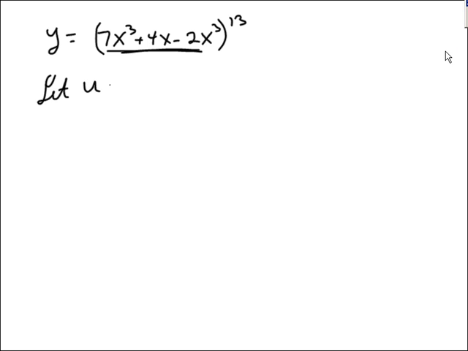Okay, I tell you y is equal to 7x cubed plus 4x minus 2x cubed, to the 13th power. Call this u. So let u equal 7x cubed plus 4x minus 2x cubed. So instead of this, I want you to see u. So y is equal to u to the 13th. Instead of 1/3, it should be 13. So I'll change that. So y is equal to u to the 13th.